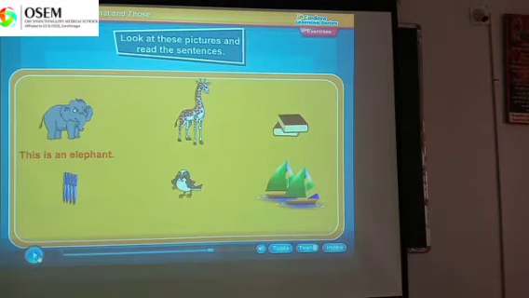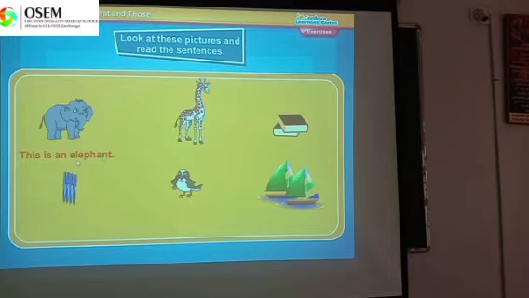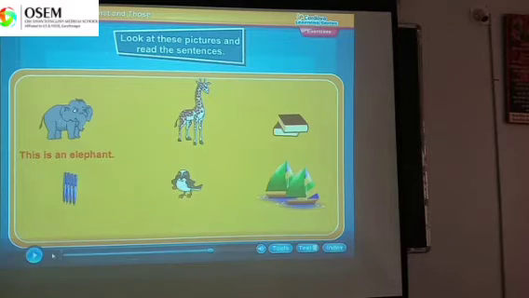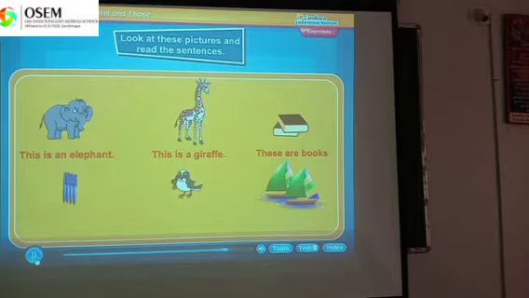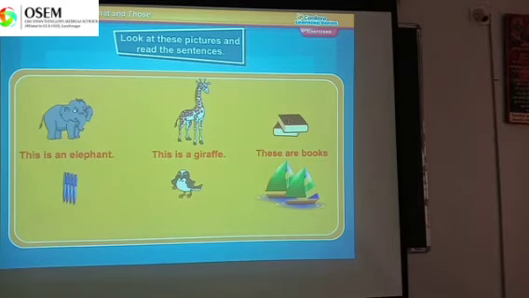This is an elephant. Students, you can see in these pictures, here we are talking about only one elephant. So we use this with it. Then second, this is a giraffe. Students, here we are talking about only one giraffe. So we use this.